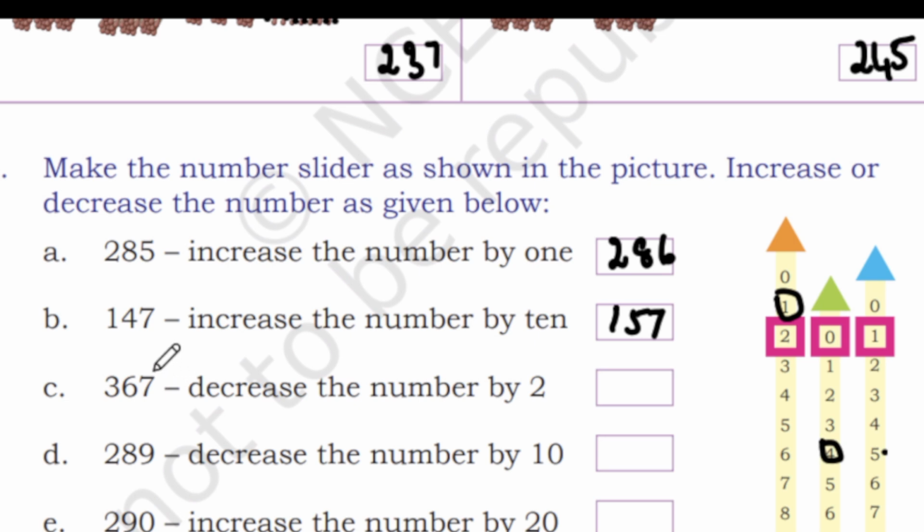Okay, the next one, 367, decrease the number by 2. Decrease means we have to minus, so you will get 365. Then 289, decrease the number by 10. So you have to minus 10, and you will get 279.